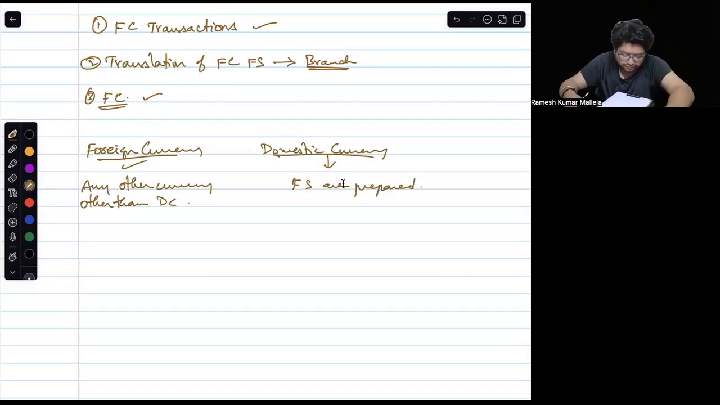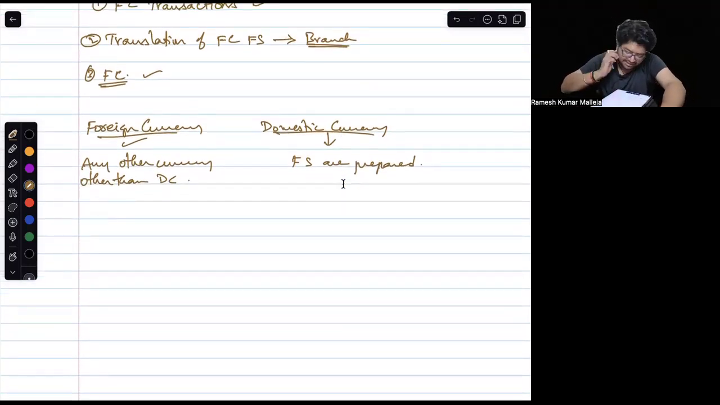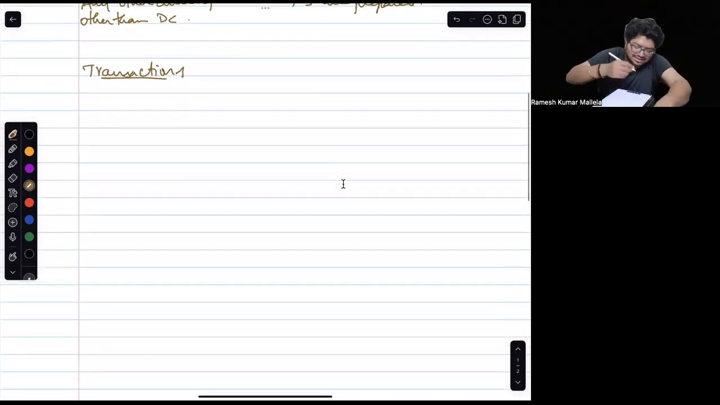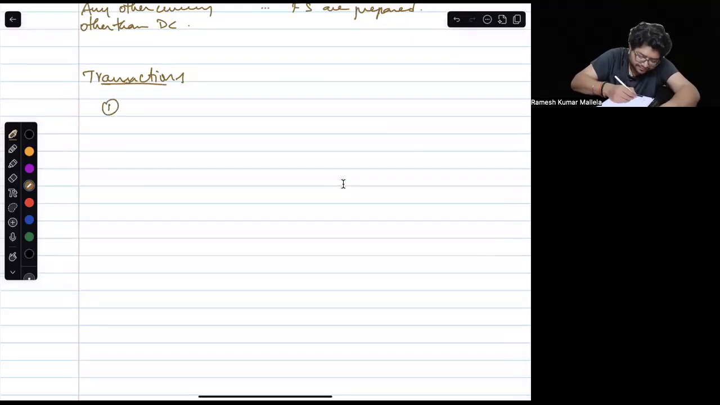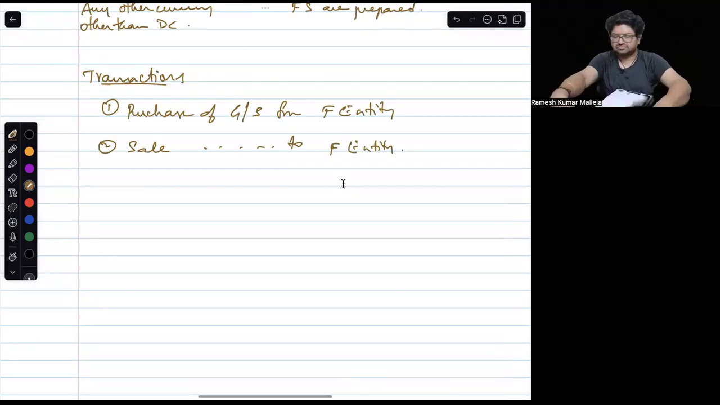Now, in foreign currency transactions, what all can happen? When I say transactions, the first possibility is purchase of goods or services from a foreign entity. Second possibility is sale of goods or services to a foreign entity. That's all, there is nothing beyond this. Do you agree with me?